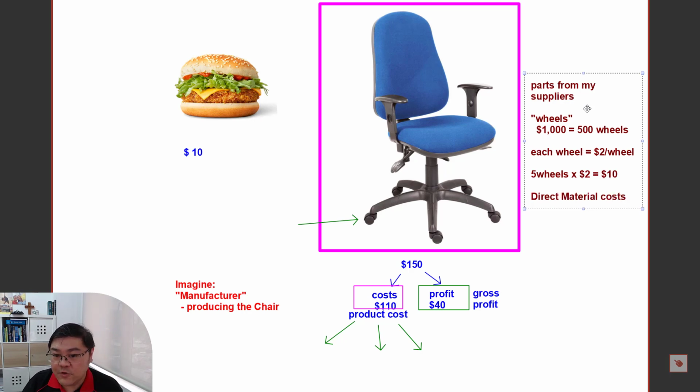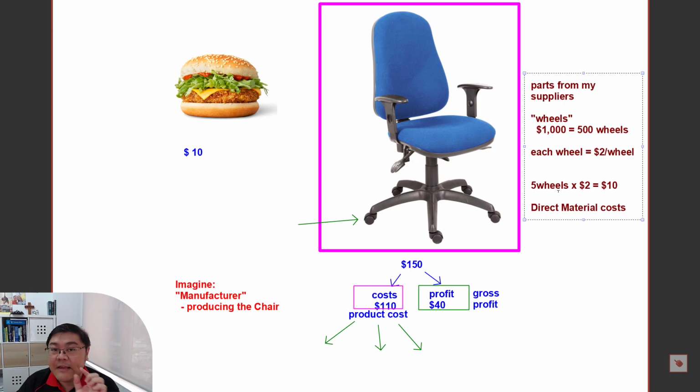Now why is it so? The reason is because we could identify specifically and relate this cost of the wheel to each unit of the product. So you can do that. Once you can do that, then it will become a direct material cost.